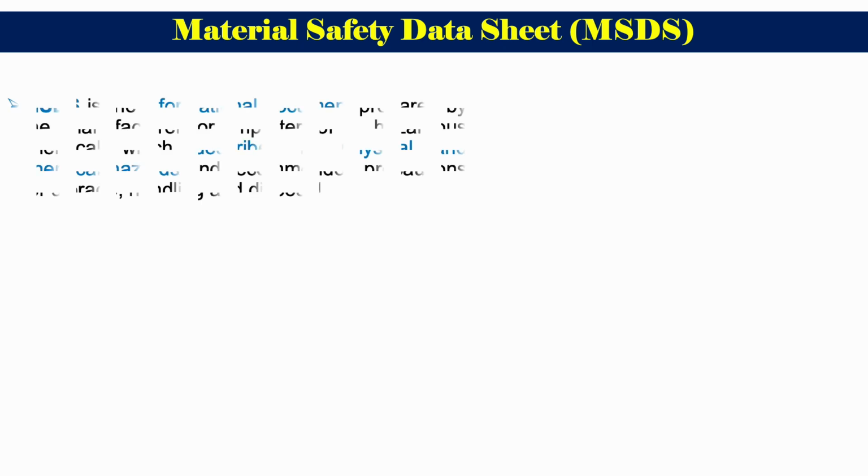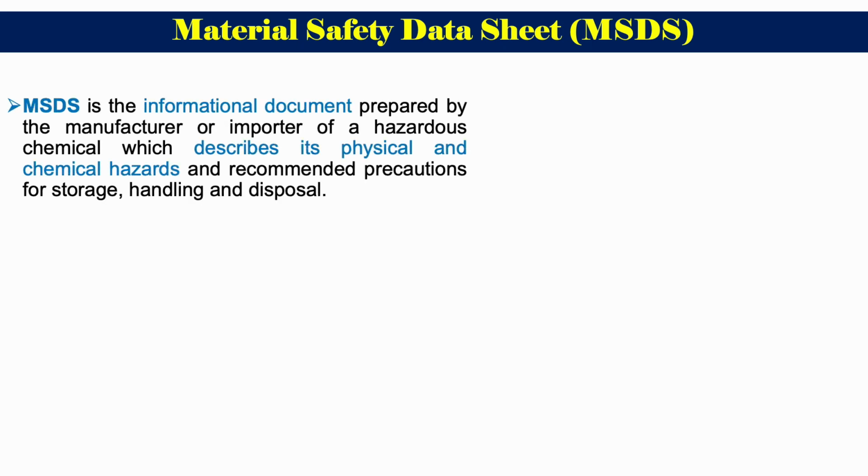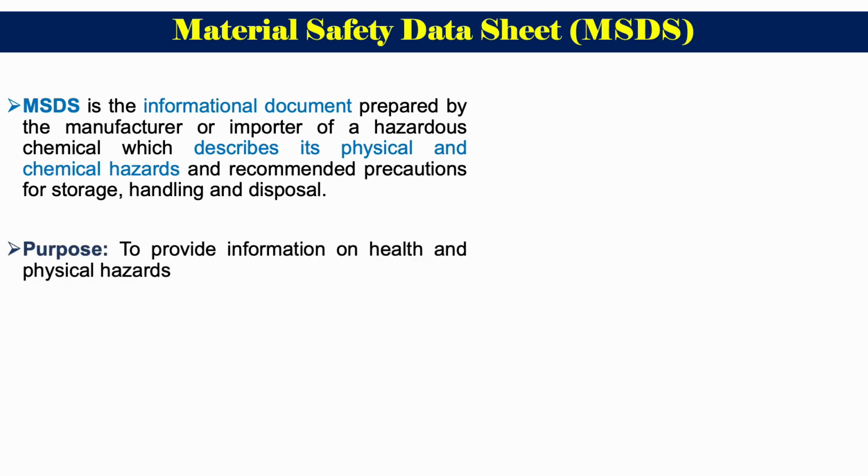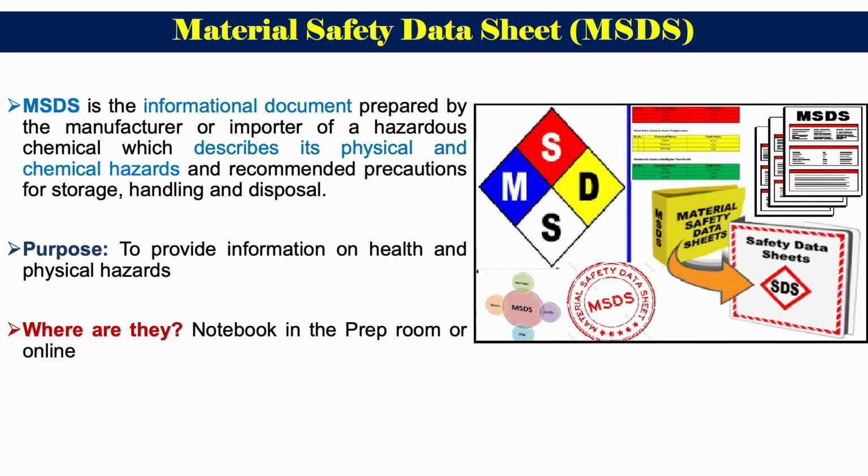Then what do you mean by MSDS, that is Material Safety Data Sheets? MSDS is the informational document prepared by the manufacturer or the importer of a hazardous chemical, which describes its physical and chemical hazards and recommended precautions for storage, handling, as well as disposal. The main purpose of MSDS is to provide information on health and physical hazards.